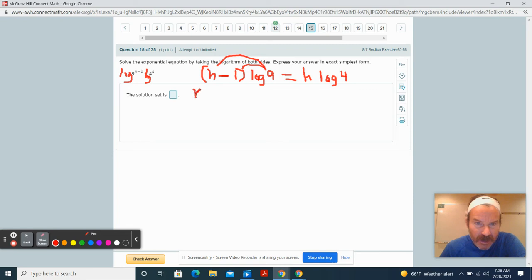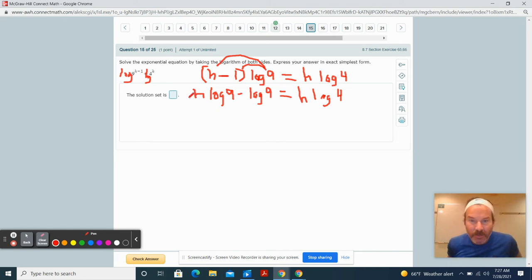So this is going to become h log 9 minus 1 times log 9 is just minus log 9, and this equals h log 4. Okay, now we have h's that we have to solve for. We have to solve for h, but we have an h on both sides.